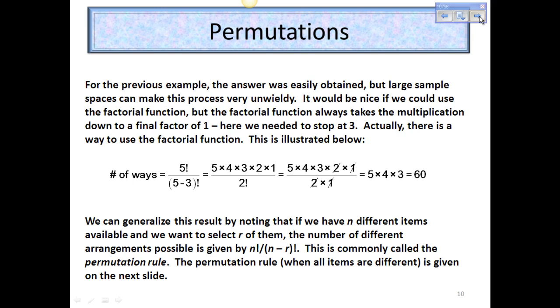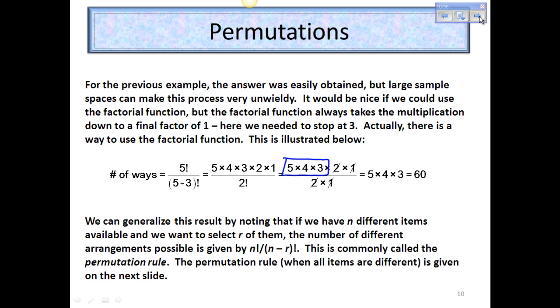But there is a way to use the factorial function that is illustrated here that is known as the permutation rule. You would still write the top as the basic factorial, 5 factorial, like you were choosing all 5. But we had to stop at 3, so on the bottom we would write 5 minus 3 factorial. What it ends up doing is simplifying down to what we actually did: 5 times 4 times 3 is 60.